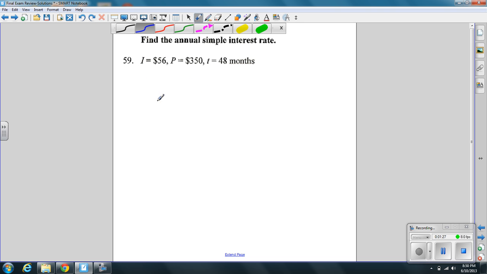Find the annual simple interest rate. Remember, the formula is I equals P R T. P is the principal, the starting amount. R is your rate, the percentage. And T is your time. Remember, it has to be in years. So 56 is I equals, we don't have a principal. Oh, I'm sorry, we do.